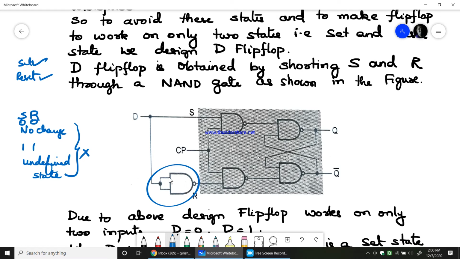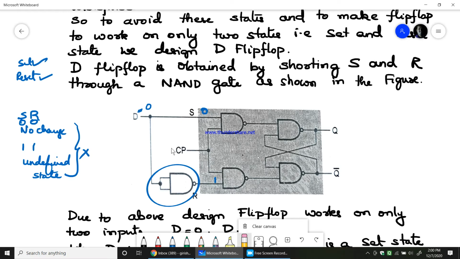Now what happens if you connect S and R through a NAND gate? If I give D equals 0, S becomes 0, and the NAND gives 1 as R. So if I give D 0, S becomes 0 and R becomes 1. Now D I can give only one input, which means two combinations, either 0 or 1. I gave 0, so S is 0 and R is 1.